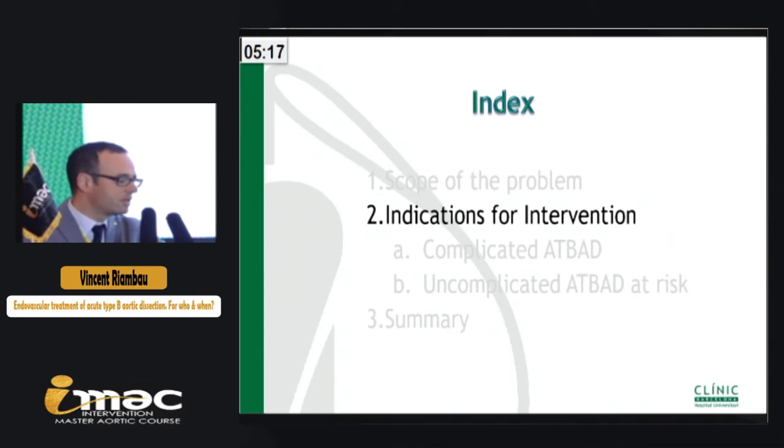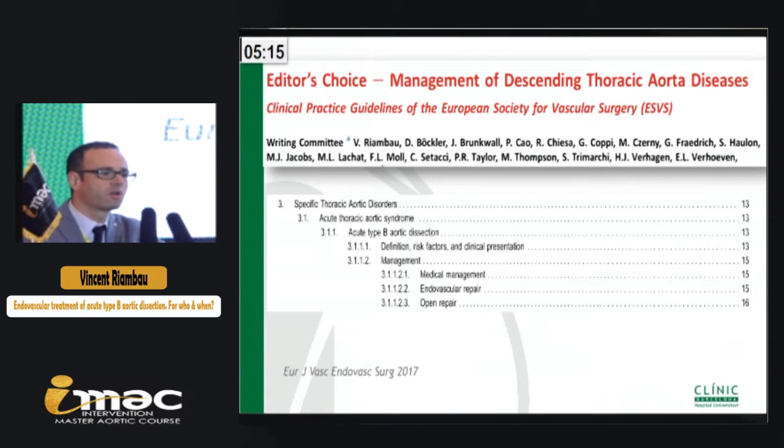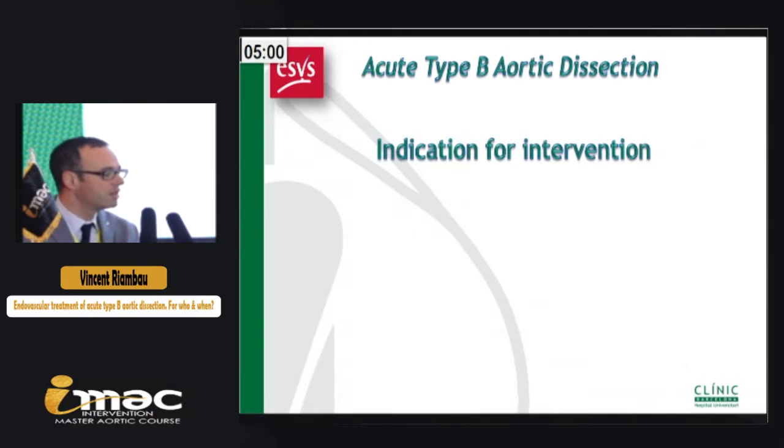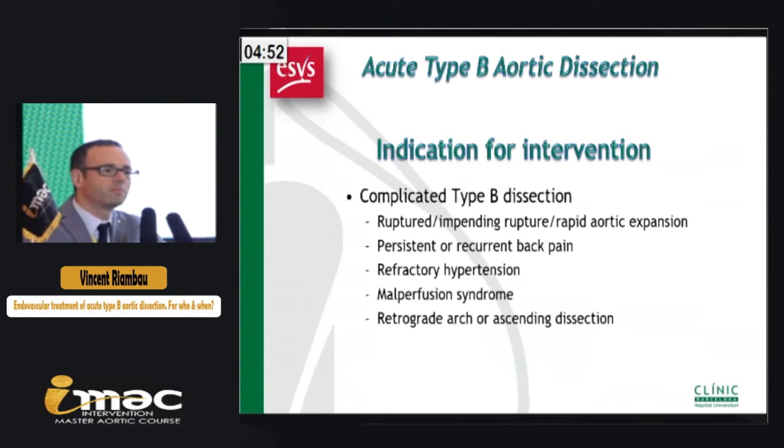And when we follow the indications for intervention and we look at the current literature, we look at the guidelines, we have an overview. We know that the aims of treating type B dissection is to maintain or restore the perfusion in the complicated situation and prevent complications for the future. But it's very difficult to look at them and see how they are going to become complicated. So when we look at the indication for intervention, it's clear for the complicated type B dissection: rupture, back pain, refractory hypertension, malperfusion, and of course retrograde dissection.